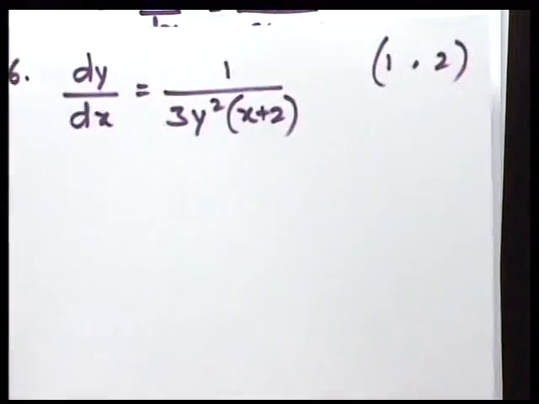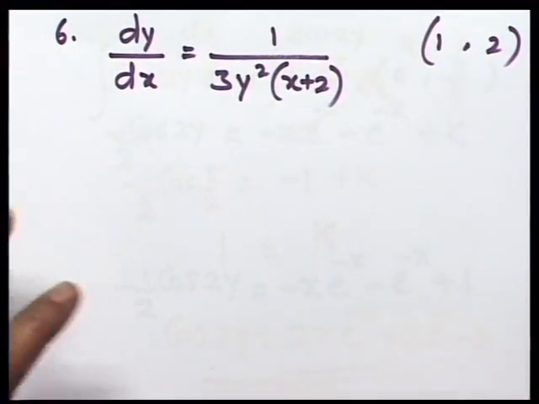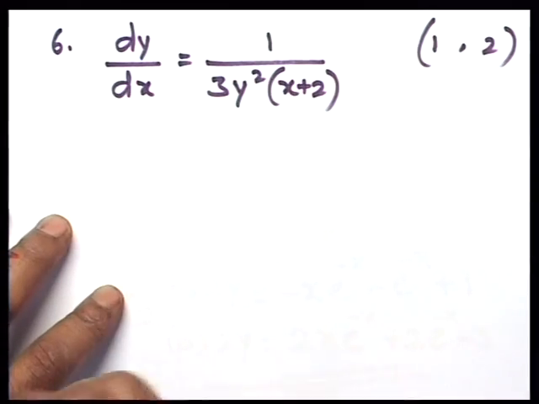dy over dx equals 1 over 3y square times x plus 2. Listen, copy these sums. Try on your own first. If you get stuck, then you go back and see how I have done. If you have done it fully and got the answer, then come back and check the answer, right? Please.